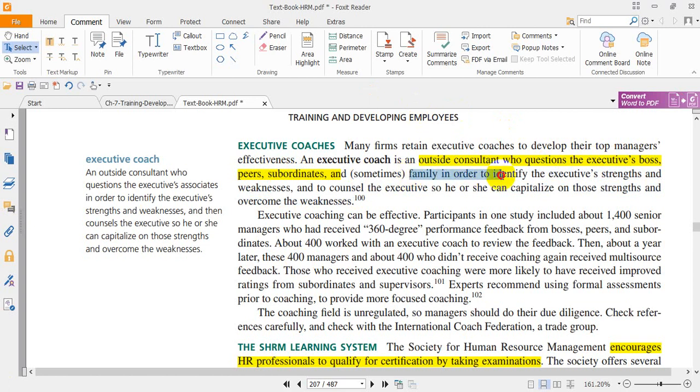So the executive coach needs to appraise and evaluate and to clearly understand the strengths and weaknesses of a manager. This information he can gain from the executive's boss, the peers, subordinates, and sometimes from the family, in order to identify the strengths and weaknesses. Then he can capitalize on these strengths and overcome these weaknesses. So executive coach is an outside consultant.